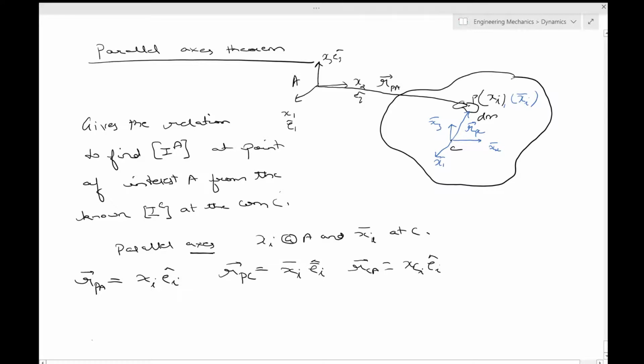So now if you want to write this, m xi bar dm, okay, it's the position of P in terms of the blue coordinate system, which is fixed at C. This will be equal to m xci, and this will be equal to 0 because the center of mass is at C, so xci is equal to 0.